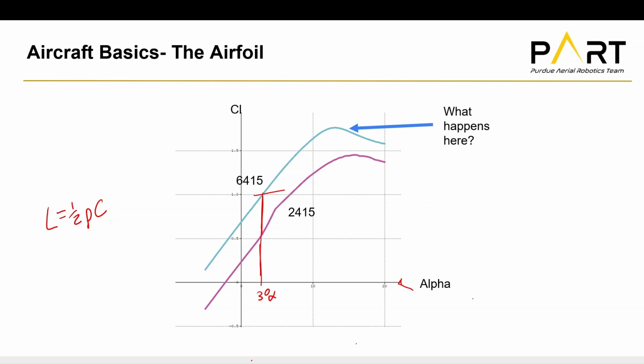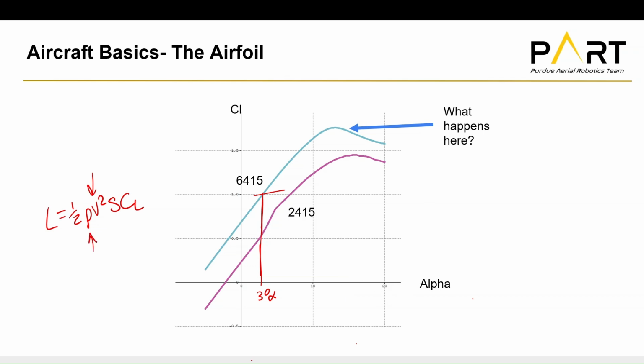I kind of did that order wrong. Let's write this a little better: 1/2 rho V squared S CL. It's kind of the normal convention, right? So as our velocity decreases, we're slowing down, approaching what's known as a stall speed, then what needs to go up, right?